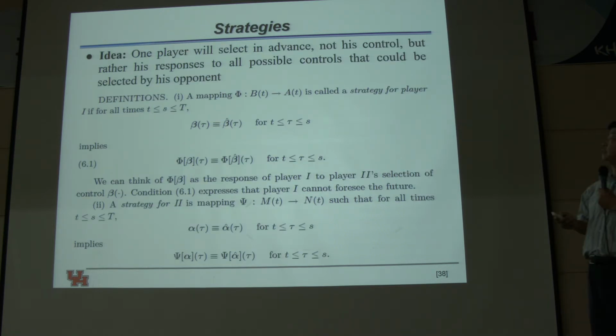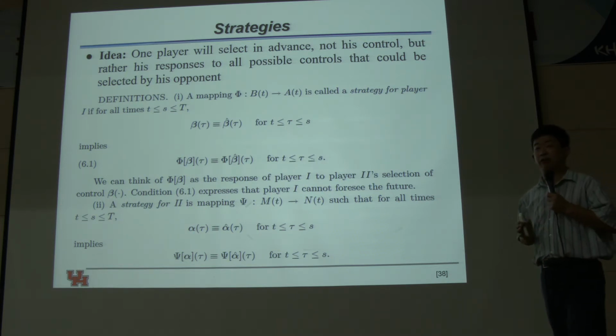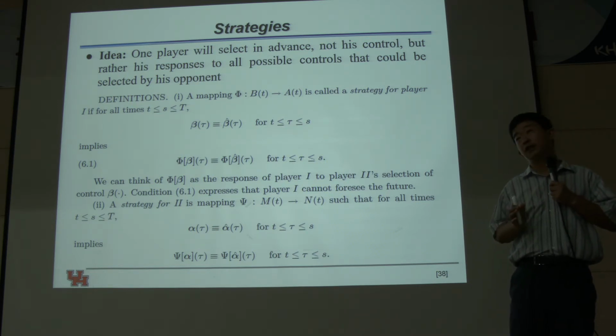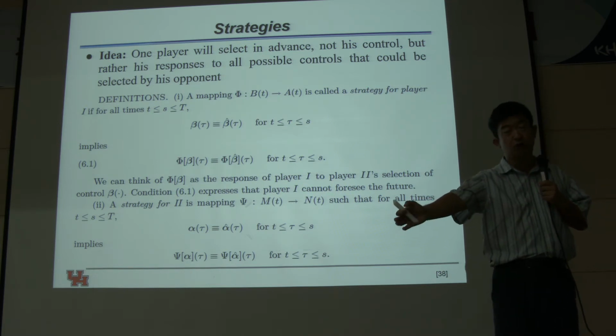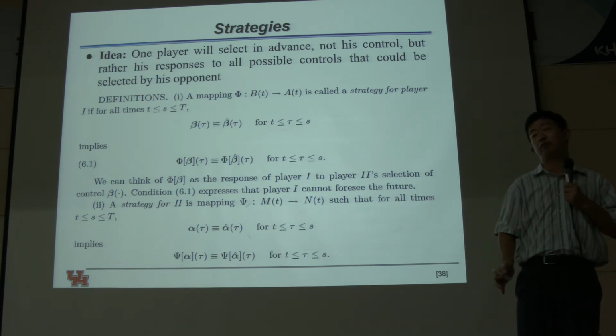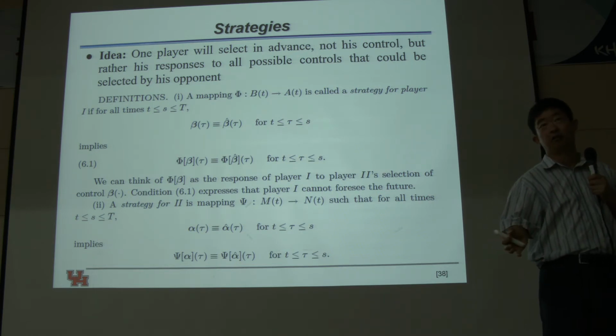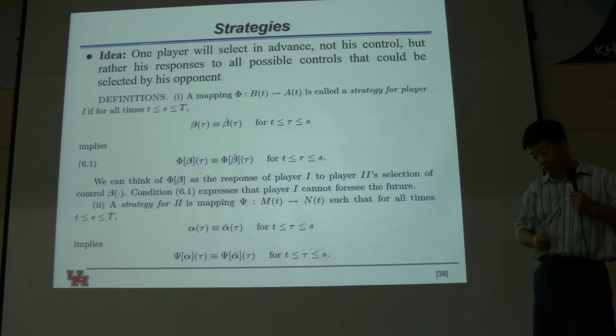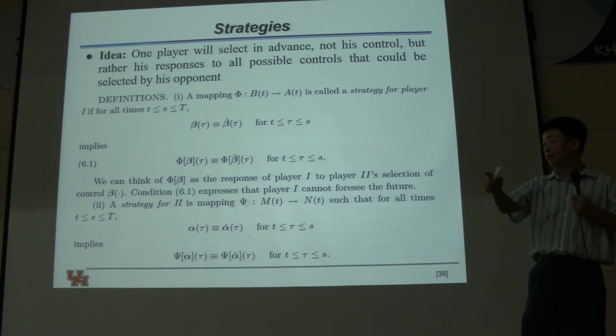And then the strategy. One player will select in advance not his control, but rather his response to all possible controls that can be selected by his opponent. In game theory, what is the difference between strategy and action? The action is really what you do, for example with power control: I use 2 watts of power, I occupy channel 1. This is called an action. Strategy means: if you do this, I will do this; if you do that, I will do that.